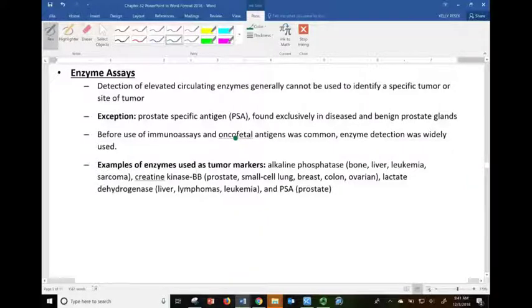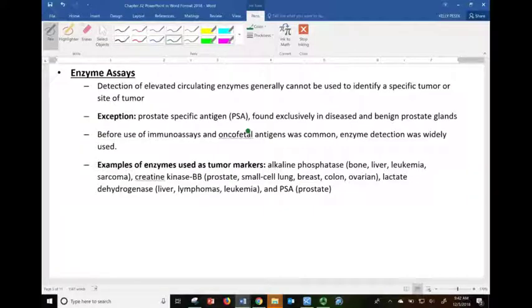Enzyme assays won't really be any different than other enzyme tests. It's the same as what we've talked about before. But the detection of elevated circulating enzymes generally cannot be used to identify a specific tumor or the site of a tumor, with the exception of PSA, which is found exclusively in diseased and benign prostate glands. And before the use of immunoassays and oncofetal antigens was common, enzyme detection was widely used.